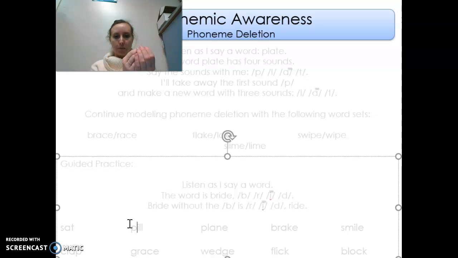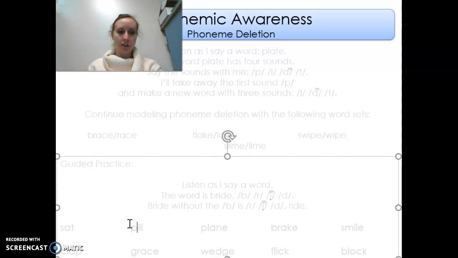Rake. Smile. Get rid of the S. Mile. Clap, get rid of the K. Lap. Grace, get rid of the G. Race. Wedge, get rid of the W. Edge. Flick, get rid of the F. Lick. Last one, block, get rid of the B.